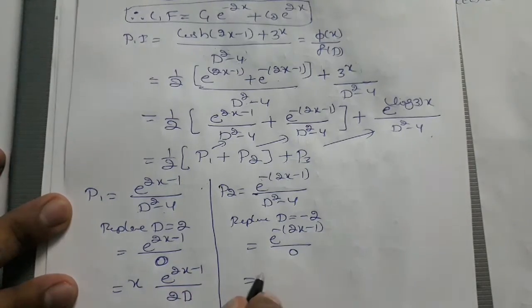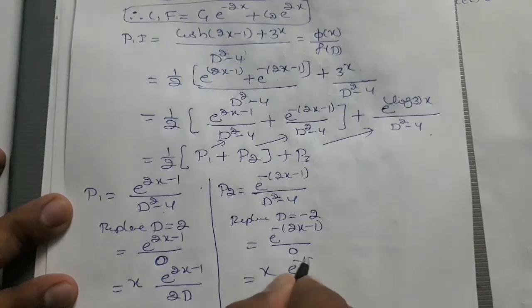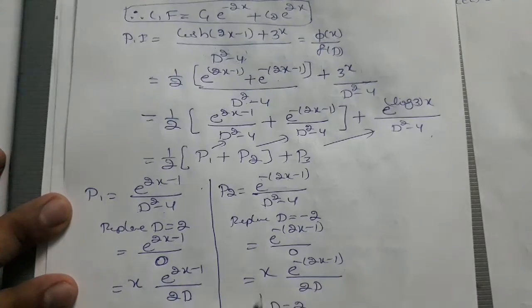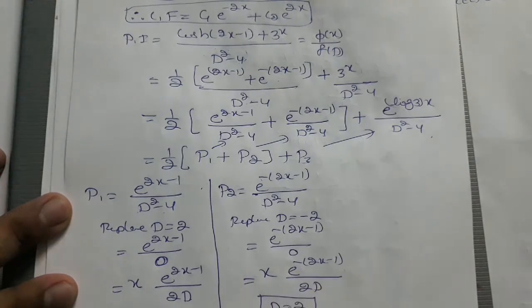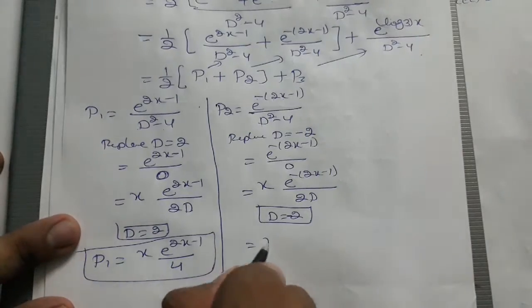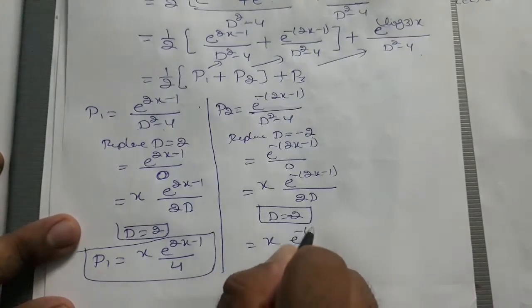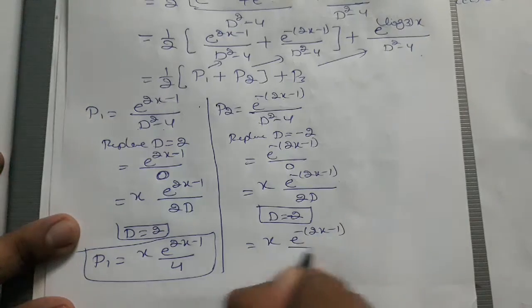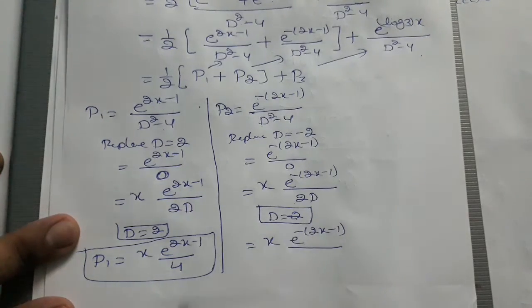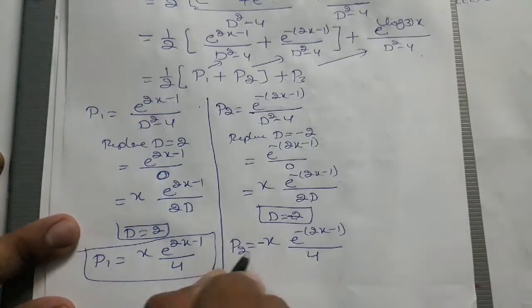At that time what you have to do? Multiply x in the numerator and differentiate the denominator. D square is 2D. Again I am going to replace D by the coefficient of x, that is minus 2. So we will get x into e to the power of minus of 2x minus 1 divided by 2 into minus 2, which is minus 4. That minus I am writing in the numerator, 4. So this is p2.